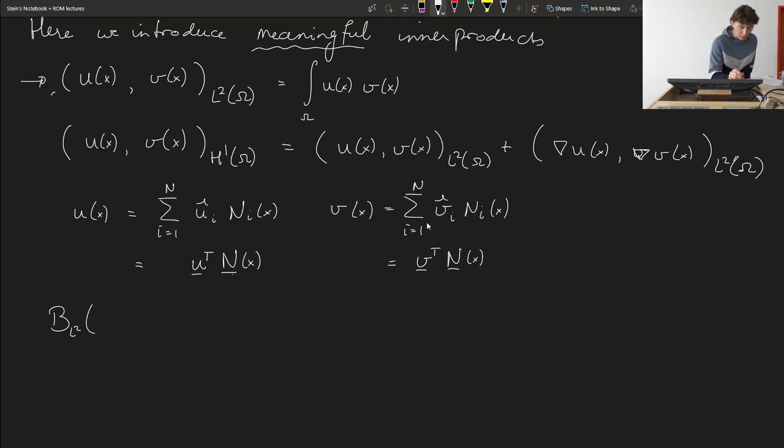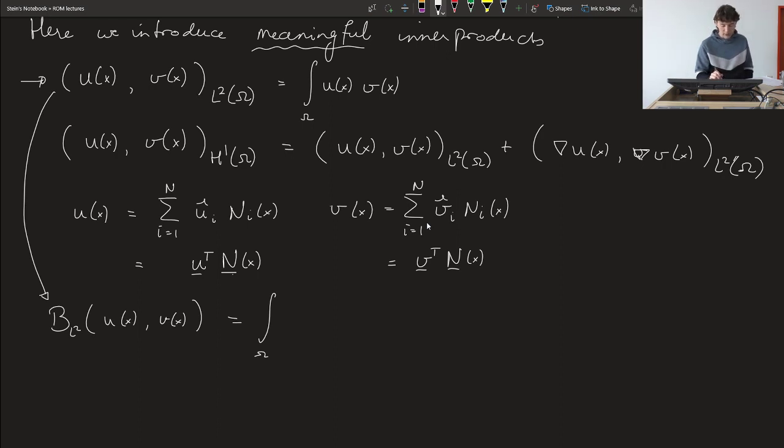So suppose that we interpret this inner product as this bilinear form that again takes two functions, u of x and v of x. It's going to be the integral of u. I'm going to flip this around, so I'm going to start with v transpose N(x). They're all scalar functions, so I can flip the multiplication and say N transpose of x, u.